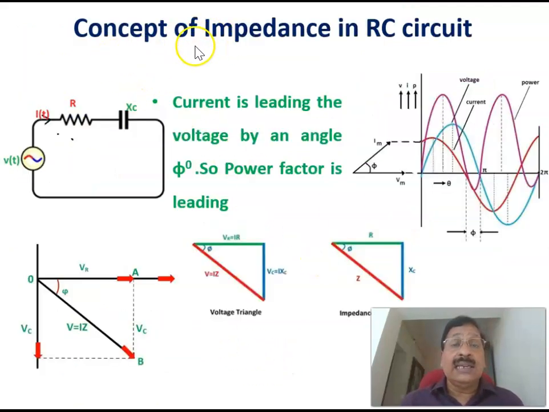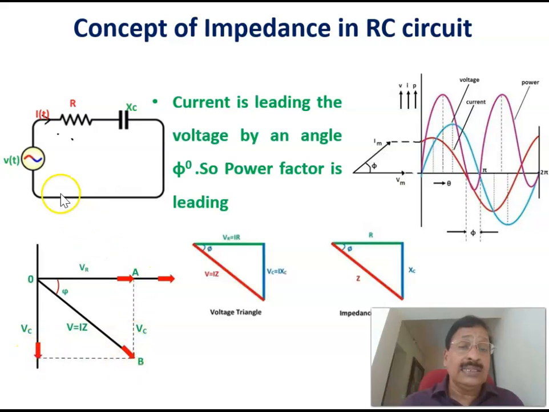Now let us see the concept of impedance in an RC circuit. Previously we have seen the RL circuit. Here in the RC circuit, it is the same thing, but instead of an inductor, there is a capacitor. Since the current vector is common in the series circuit, the voltage across the resistor is in phase with the current vector, but the voltage across the capacitor is lagging it by 90 degrees.